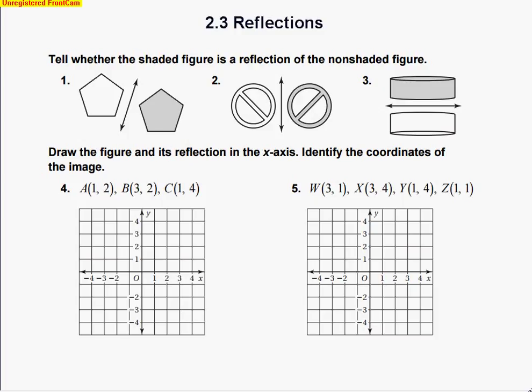This is the tutorial for Chapter 2, Section 3, Reflections. And the first type of problem they're asking us to do is to tell whether the shaded figure is a reflection of the non-shaded figure. So as we look at this first one, we see that if we take a look at a corresponding point, like for instance this point right here, I see that the corresponding point is this point here. For a figure to be reflected, it needs to be the same distance from the line of reflection. You can tell this point right here is much further from the line of reflection as this point is. So this is not a reflection.